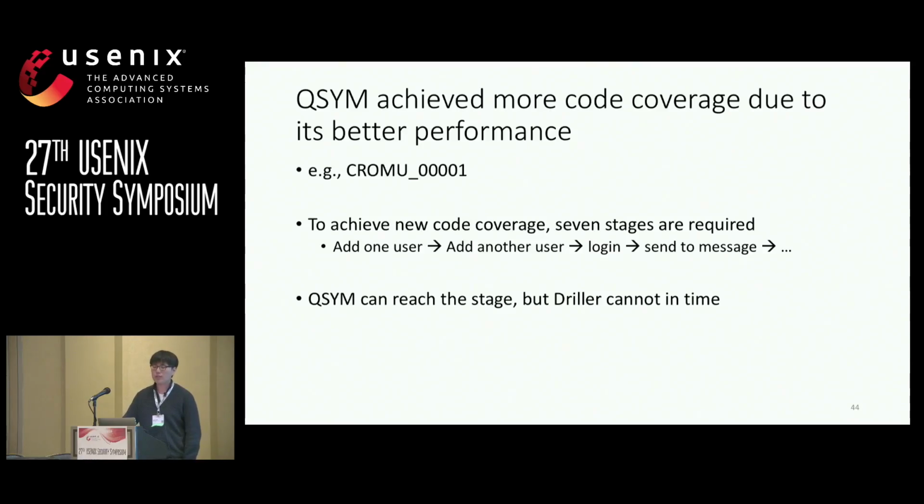For example, there is a challenge named Chromu1. To achieve new code coverage, it requires 7 stages. It needs to add a user, add another user, log in and send a message, which makes 7 stages. QSYM can reach this state and find the new code coverage, but Driller cannot do it in time.